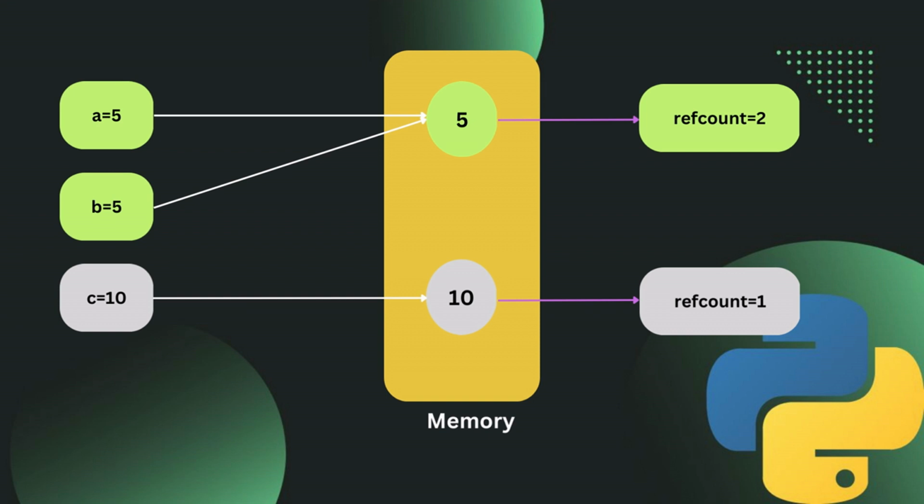Now I have added another variable, which is C, and its value is 10. The 10 was not there in memory, hence the object 10 is created and its reference count is maintained as 1, because now for object 10 there is only one reference, which is C. I have added another variable D pointing to the same object 5. Here now 5 has three different references, which are A, B and D. Hence for object 5 the reference count becomes 3.